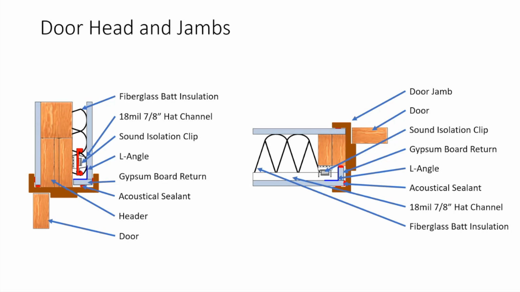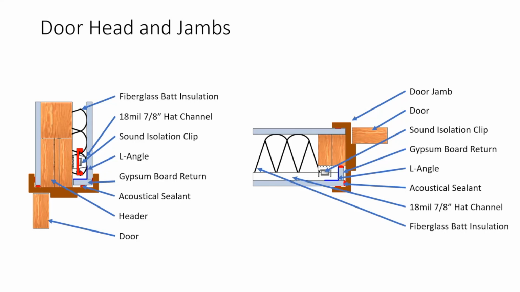So here on the left, you can see the header. And so we have the clips and hat channel that are running parallel to that header. And so you have your drywall come down, and then you have a little return that's supported by some L angle. And that return there is to block that little open cavity path that would be there otherwise, right, in the gap between the drywall and the header. And then your door frame is mounted to the header, but held off of that drywall, again, so you don't get this continuous path that ties the drywall to the structure.